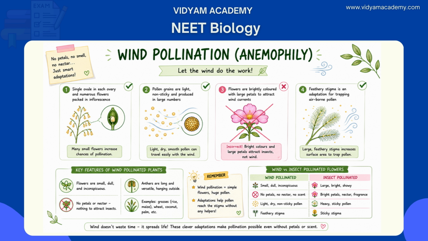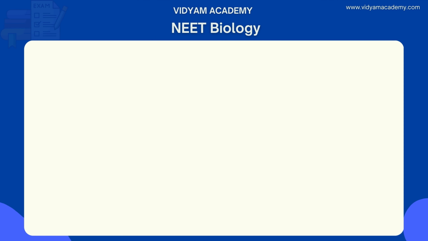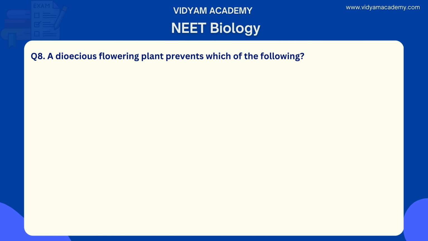Having many flowers in an inflorescence and single ovules are correct features. This is the right explanation for the options. Let's move to the next question, which is very, very important, related to pollination and outbreeding.